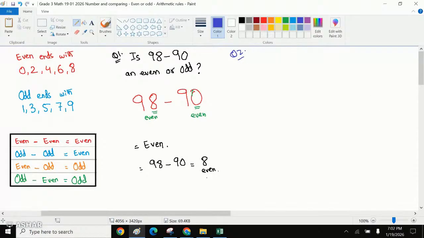Okay? So moving ahead to question number 2. I'll try to make the questions more interesting and a bit more difficult. Okay? So let's say if I would say, is 15 plus 50 an even number or an odd number? We know that 15 plus 50, even though 50 ends with a 0, it is an even, but 15 ends with an odd number.